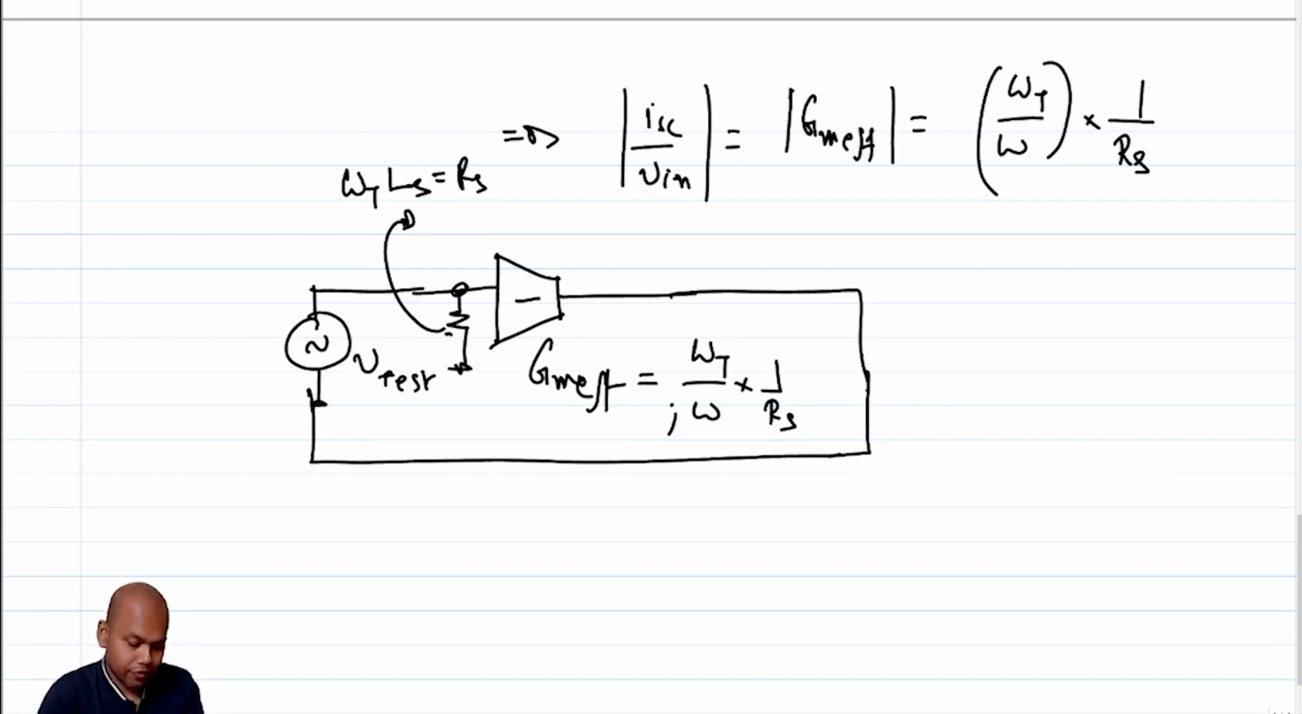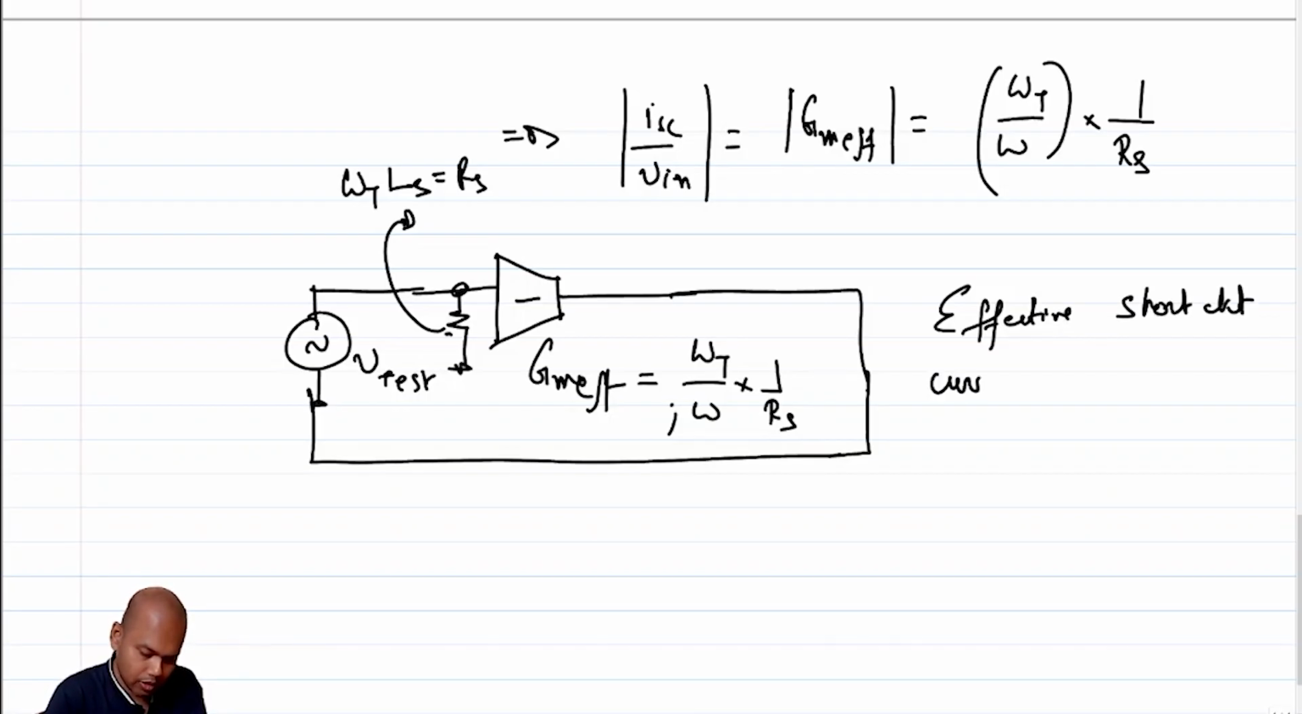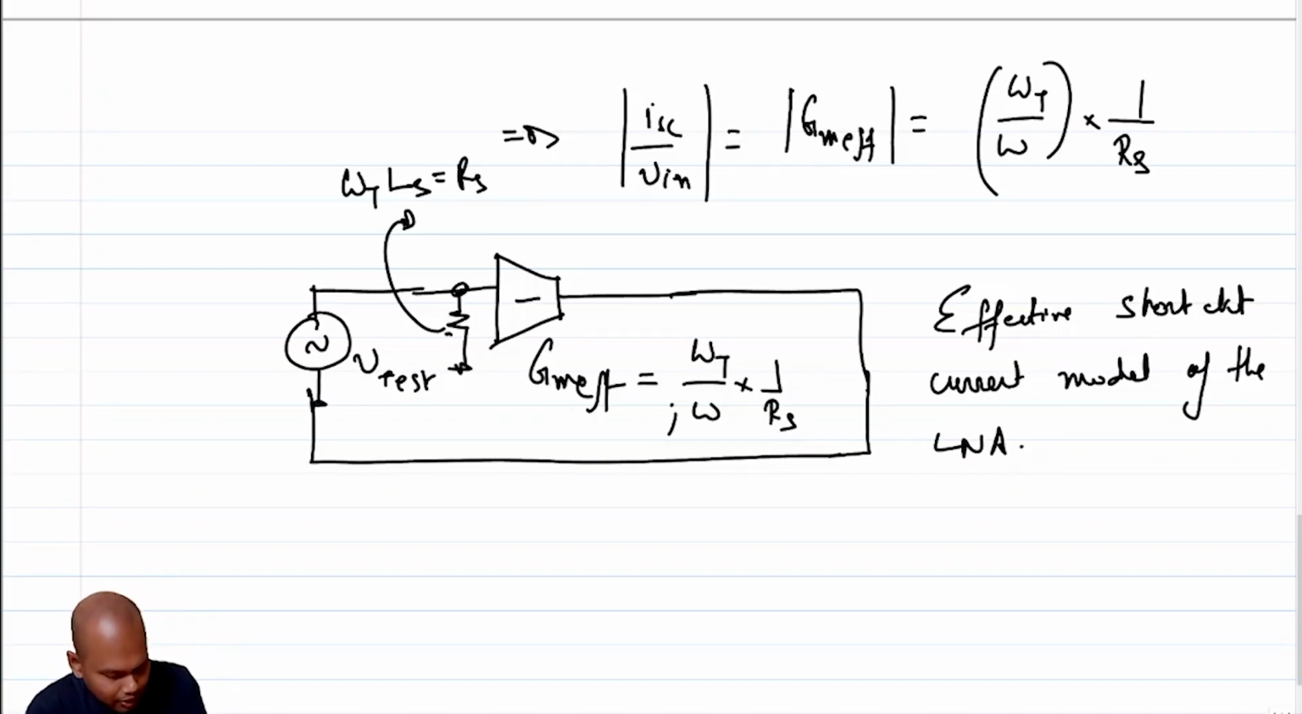So this is effectively the effective short circuit current model of the narrow band or of the LNA. I should not say generic narrow band, but for this particular LNA, right?